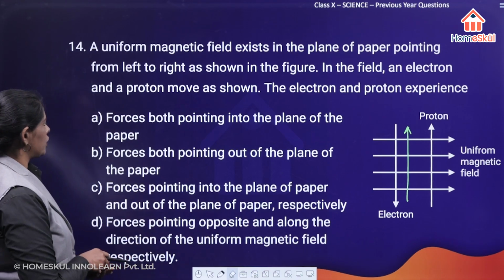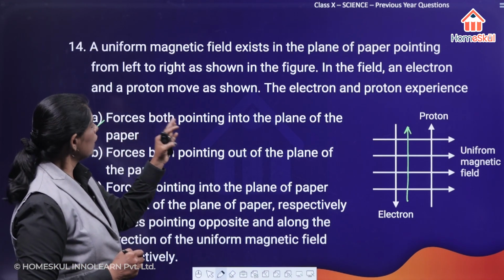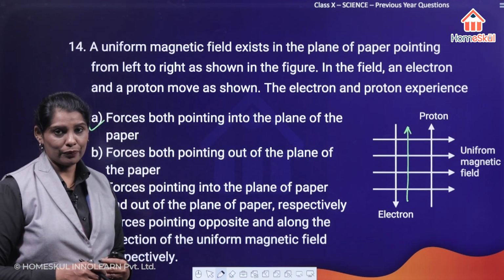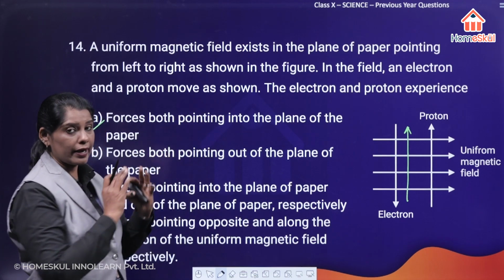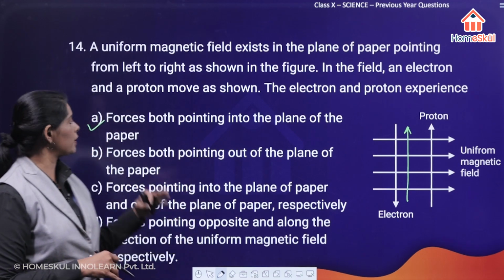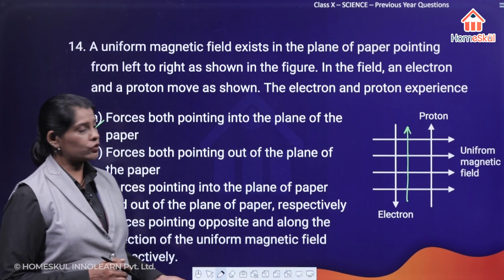And what is our correct option? Yes, option A, which says that force is both pointing into the plane of the paper. Okay, so here the electron and proton are experiencing the forces which are both pointing into the plane of the paper. So our option is option A. Okay, coming to the next question.